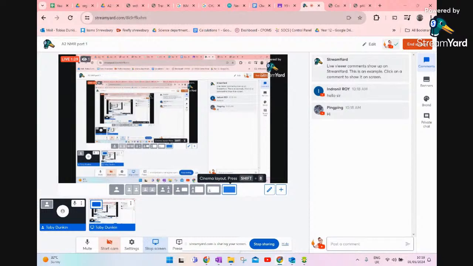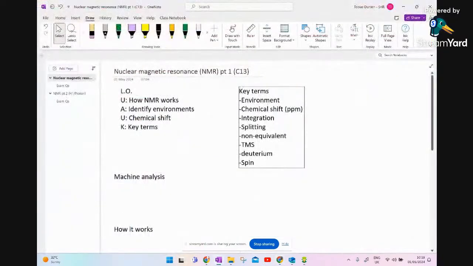And I'm going to be doing NMR. This is for year 13, A2 chemistry. Right, let's crack on, folks.